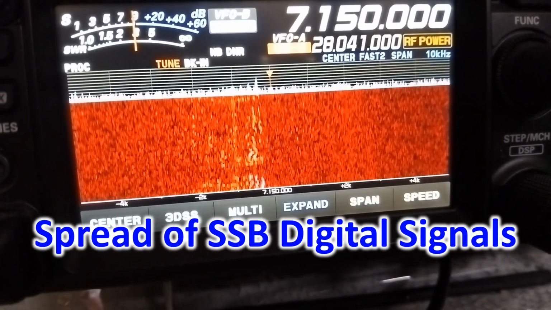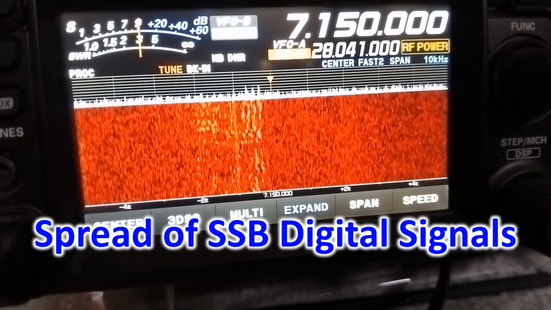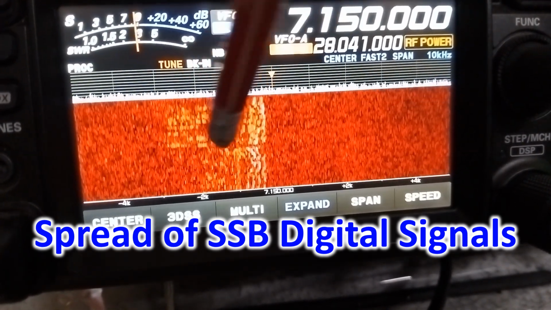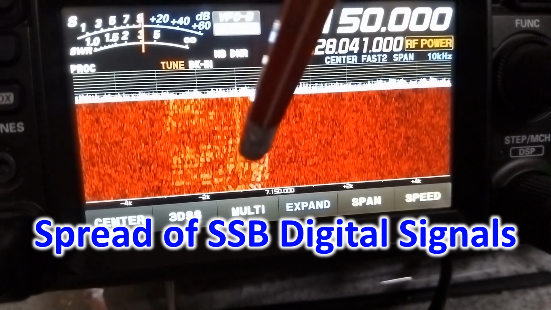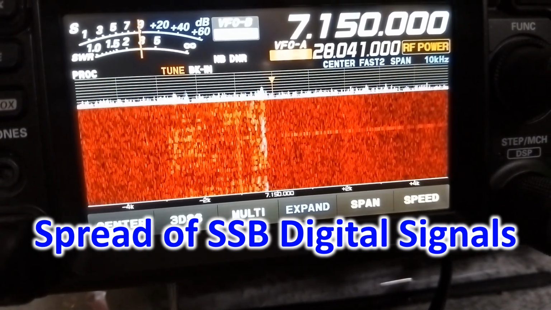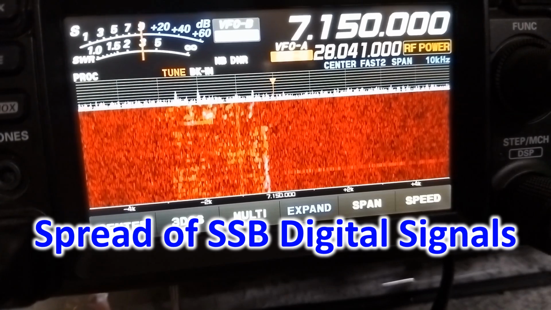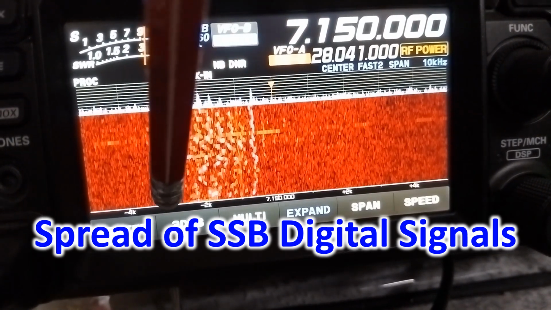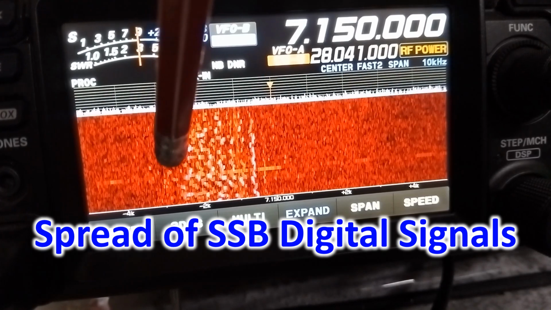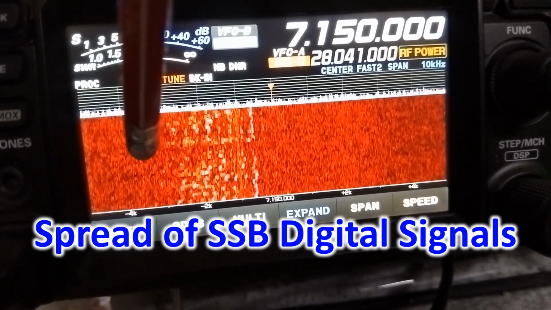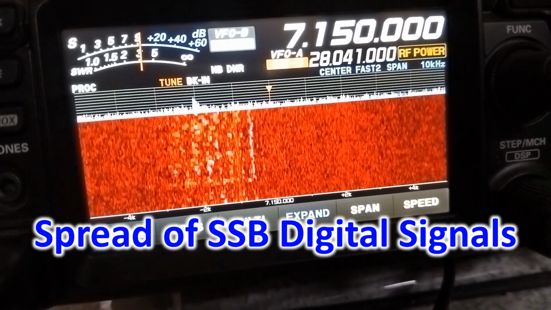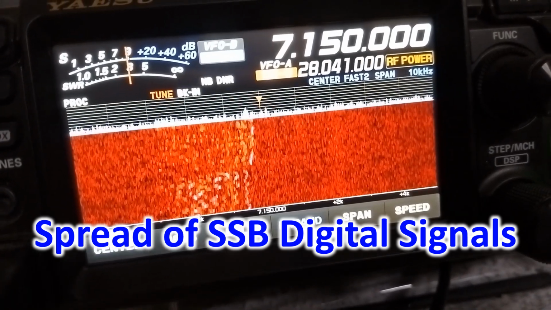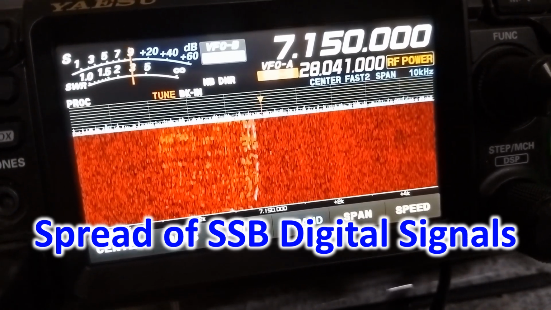Now we can see the spread of the SSB signal. This is a lower side band, so the signals are below 7150, which is the net frequency, AirNet India frequency. You can see it is going beyond the minus 2K mark. Earlier, when I kept it at 5 kilohertz width, it was not covering the whole.